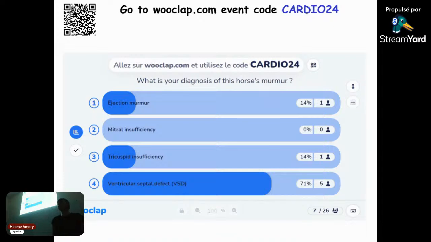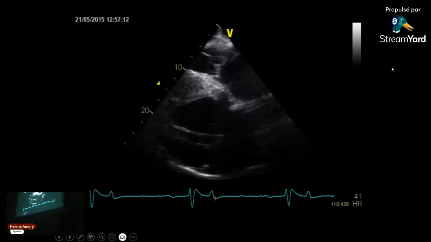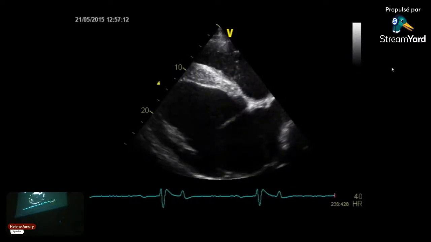Indeed, it could be a possibility, to be put in balance with the tricuspid insufficiency, because the point of maximal intensity is on the right. A tricuspid insufficiency can give all the characteristics of this murmur also. And an ejection murmur, I wouldn't take it just because it's a grade 6 out of 6, and the point of maximum intensity is not in the aortic region, but in the tricuspid area. Okay, let's see. This is the echo.